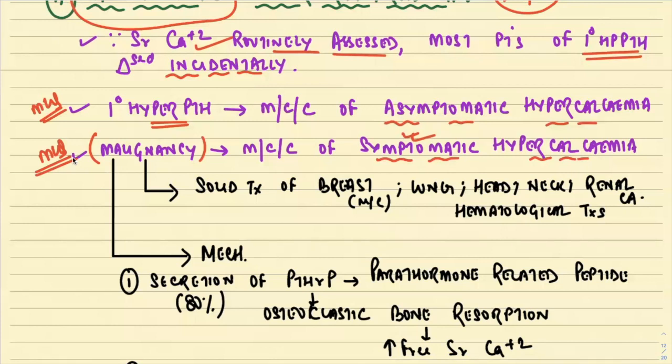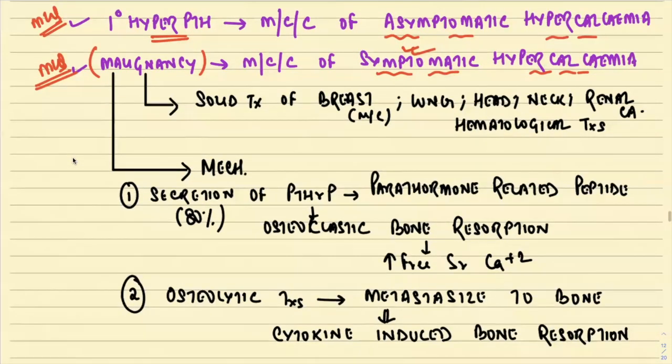Now, very important thing: when we are talking about malignancy associated hypercalcemia, what are the tumors which cause symptomatic hypercalcemia? Most commonly these are solid tumors. Mostly tumors of the breast are most commonly seen. Along with that, lung tumors, tumors of the head and neck, renal carcinomas, along with hematological malignancies. These are all associated with symptomatic hypercalcemia.